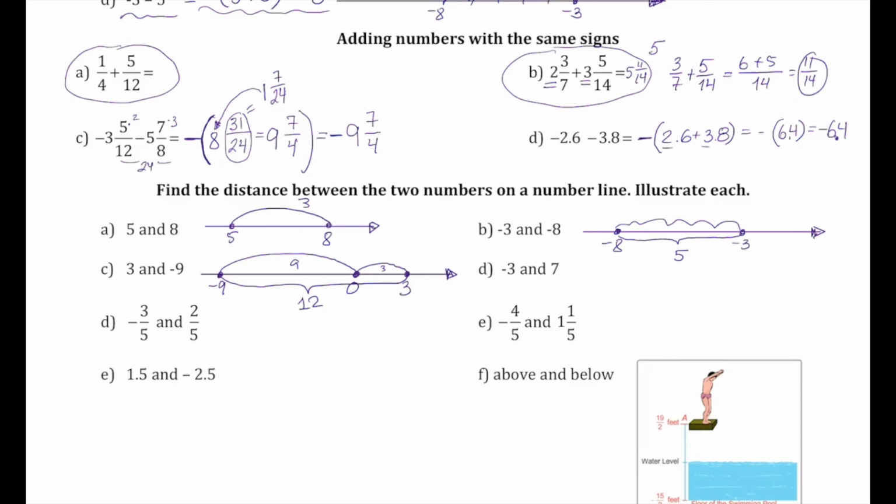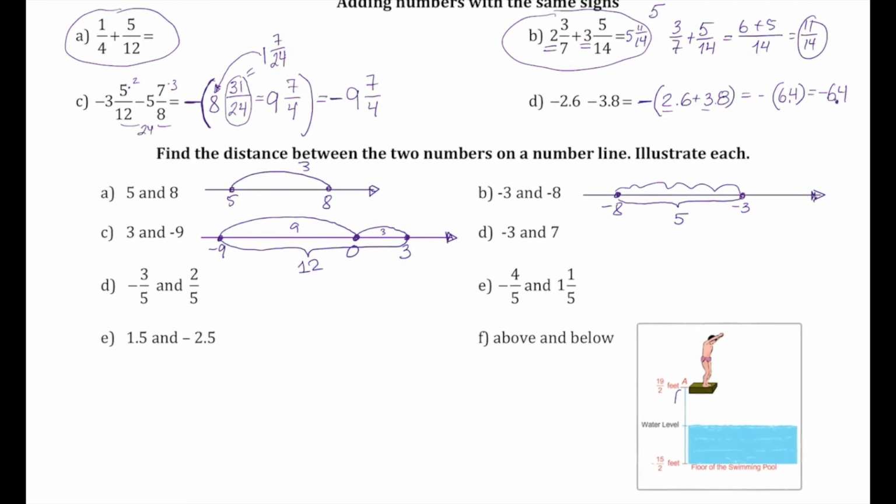The thing here, they're asking you what is the distance between the above and below. So when the diver jumps, he is right here at the point, and then when he goes all the way so his feet touch the bottom of the pool, that is the distance between them. So they're asking you to find the distance between 19/2 and negative 15/2. They're nice to you. They're giving you a common denominator. So that's it.